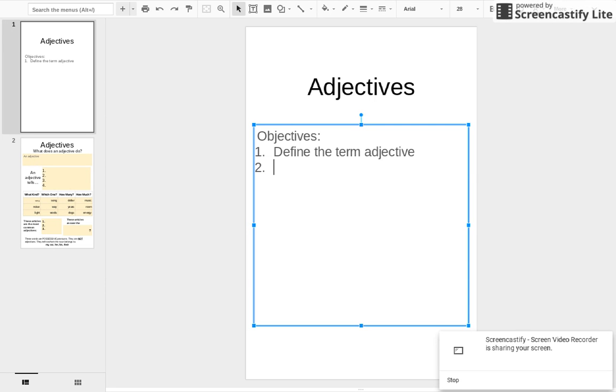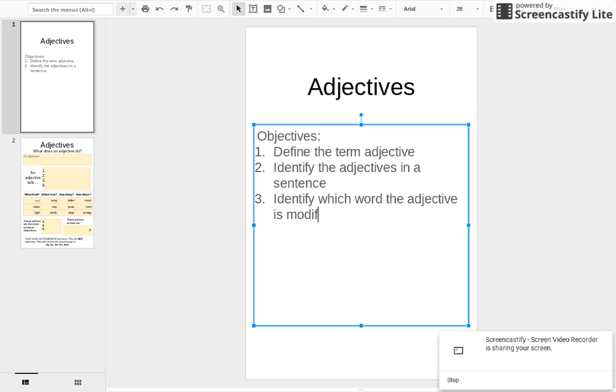The second goal is that we want to be able to identify the adjectives in a sentence. So if we read a sentence, we should be able to tell which words, if any, in that sentence are functioning as adjectives. And our third goal is to be able to identify which word the adjective is modifying. And we're going to talk about what that word modifying means in a minute.